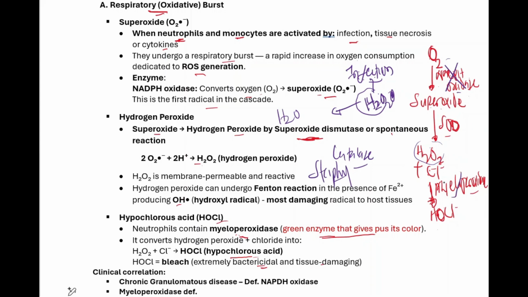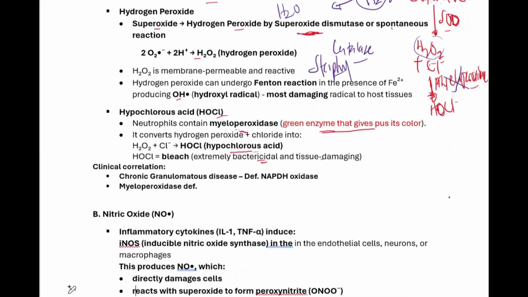What about if somebody has myeloperoxidase deficiency? It doesn't matter, right? Even if the bacteria comes with tons of hydrogen peroxide, they still cannot form what? Bleach. So those patients are going to be prone to both what? Catalase positive and catalase negative infection. So moving on.